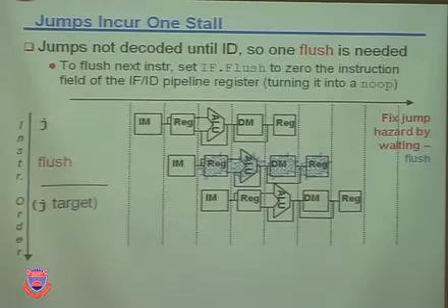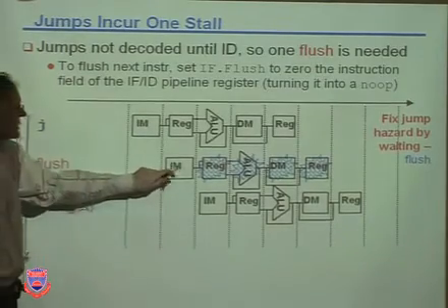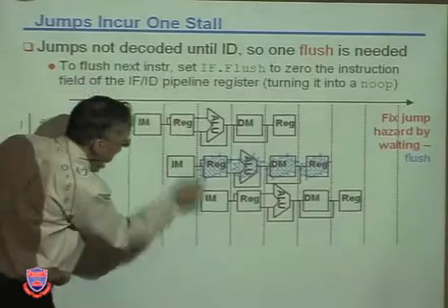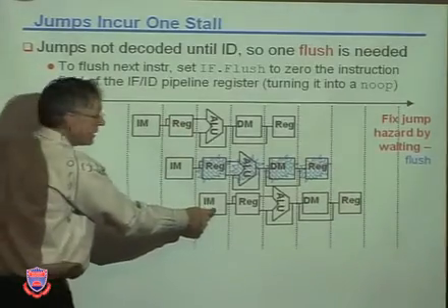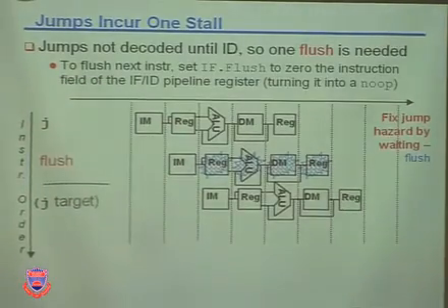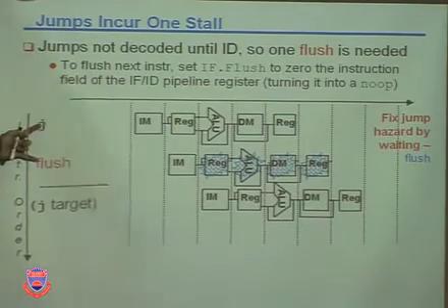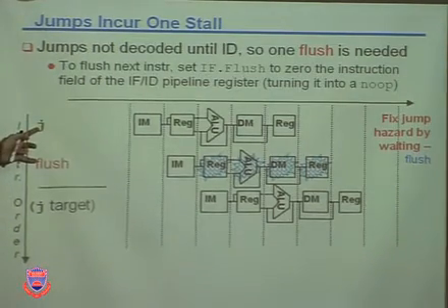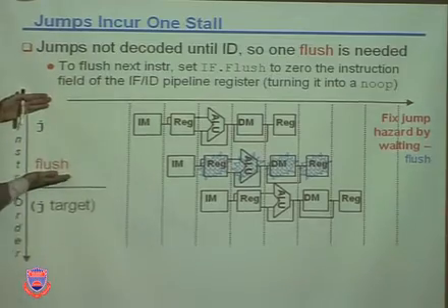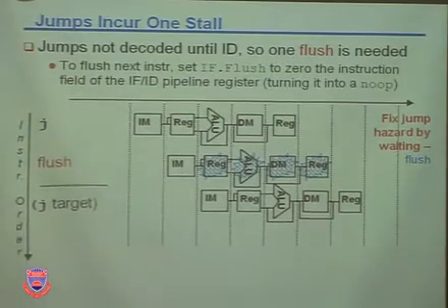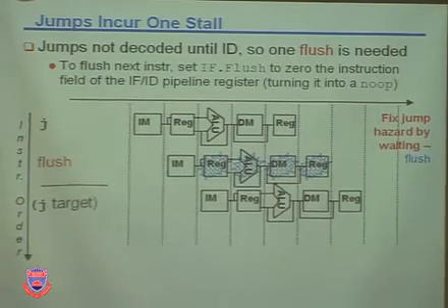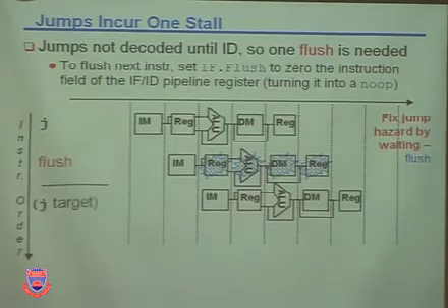Okay, great, but the problem is that's too late for this one. It's in time for this one. If I figure it out here, I know what to fetch here correctly. That's great, but not here. Okay? Everybody understand the problem? So jumps are going to cost us 1 extra cycle. The CPI of jumps is 2. It's very clear. 2 cycles to do a jump instruction. Not so good, actually. So we fix the jump hazard by waiting.